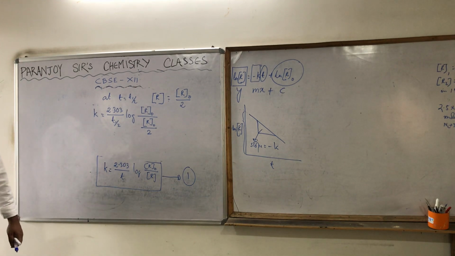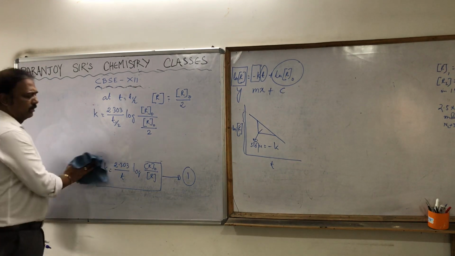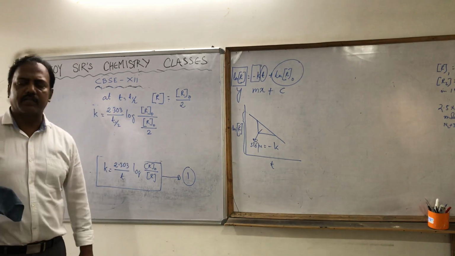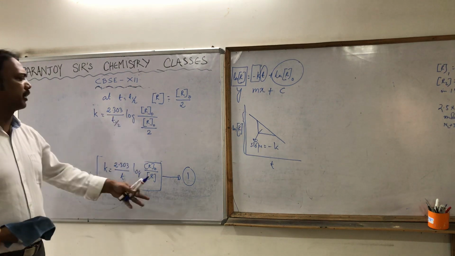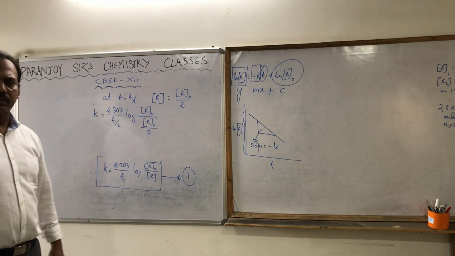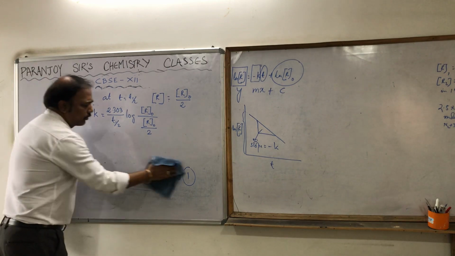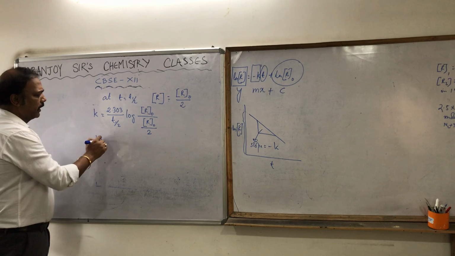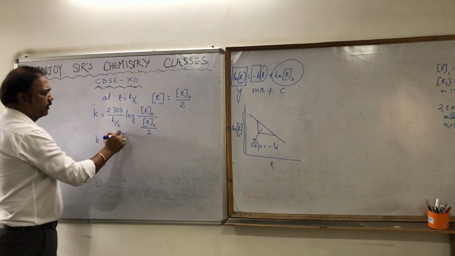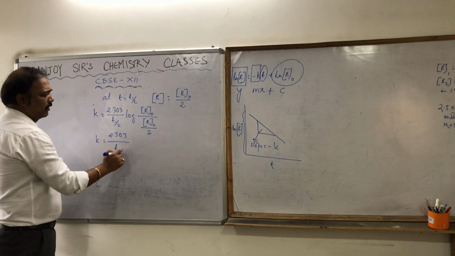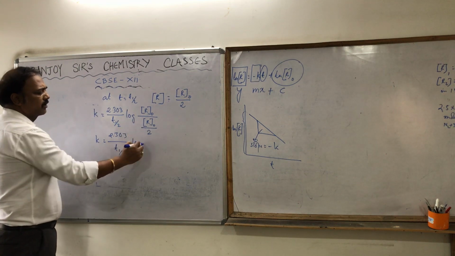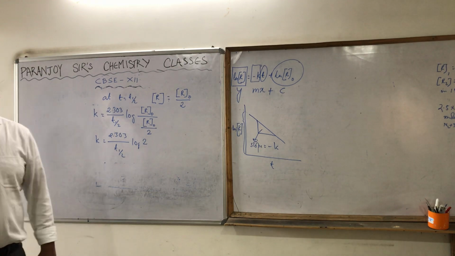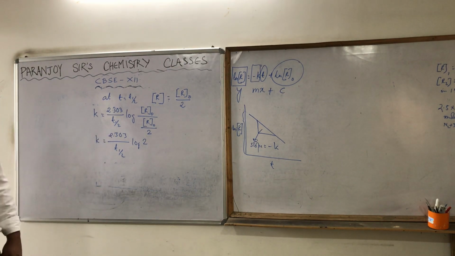All of you can practice just twice, you will be perfect. I'm just putting the values to know the concept of half-life period. Putting the value in the equation, nothing else I am doing. So what are we going to get? k equal to 2.303 by t half into log of 2R0 by R0. So R0 will be cancelled out, and it is nothing but log 2.